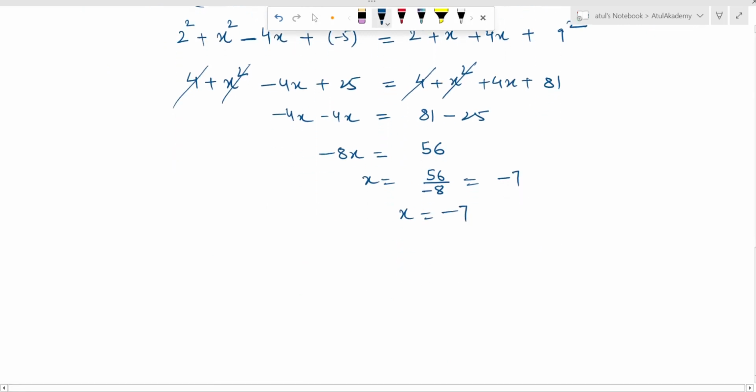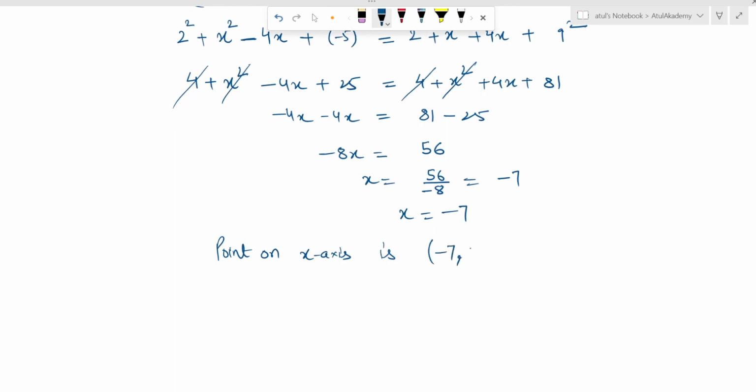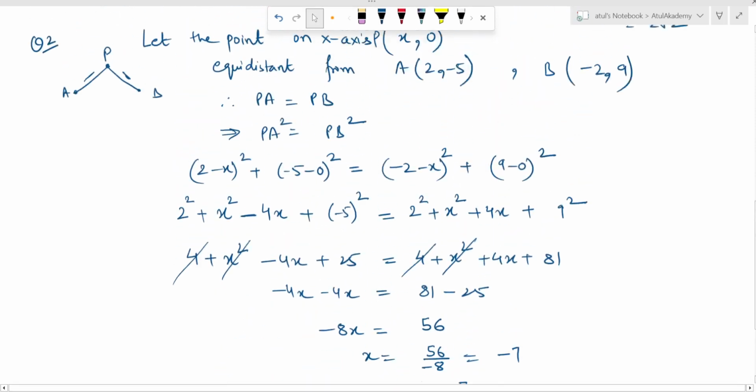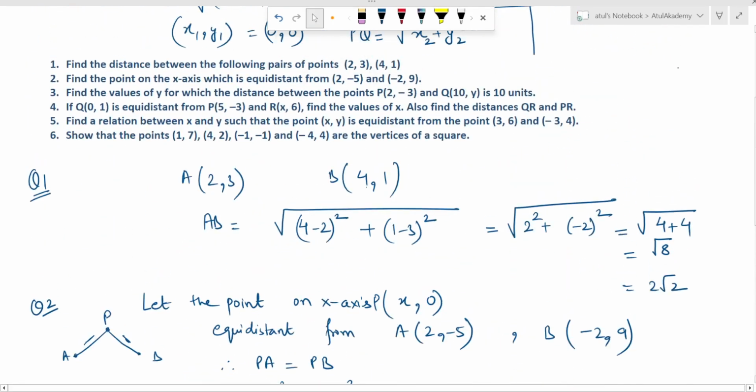When x is minus 7, the point on the x-axis is (minus 7, 0). I hope the question is clear to you, how we solved it. Now let us move to question number 3. I'll take the question and we'll solve it.